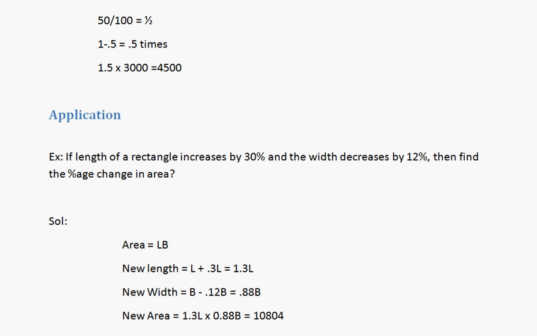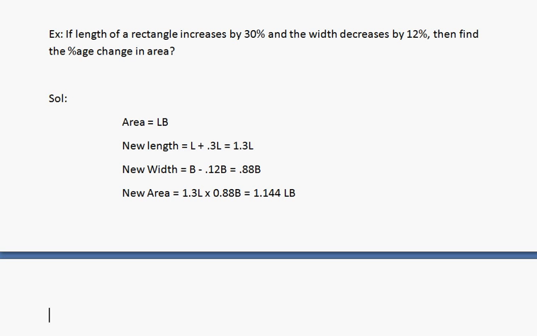1.144 LB. Just see the points, 1, 2, 3 decimal places. So 114, right? It would become 1144. So it would become 1.144 LB. So the percentage change is what?